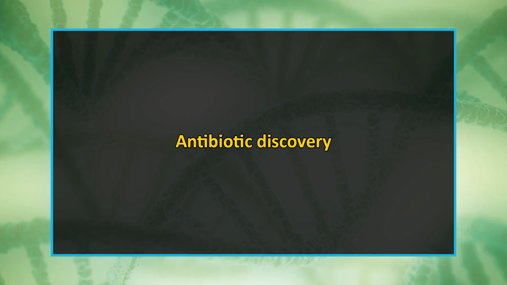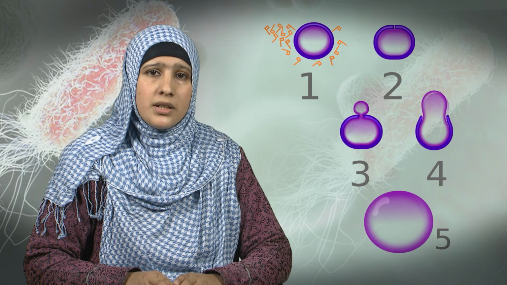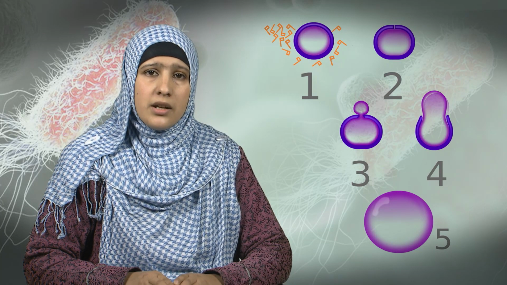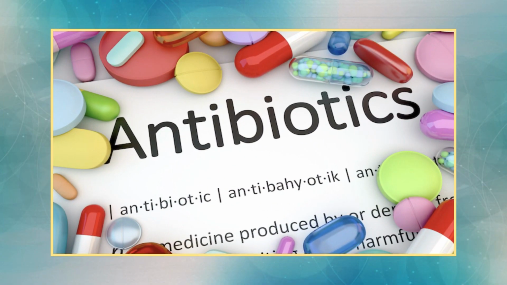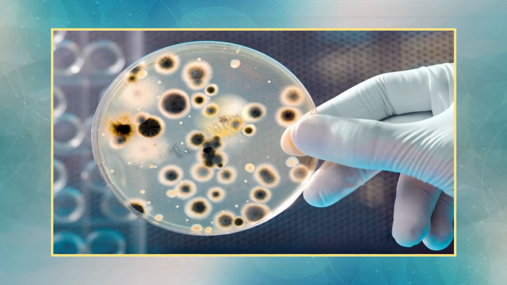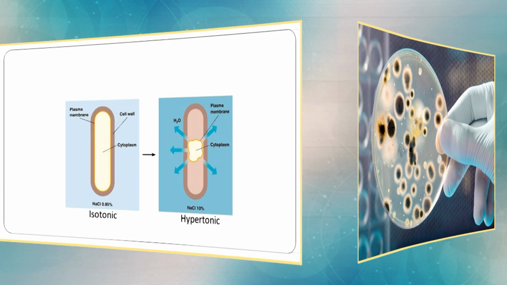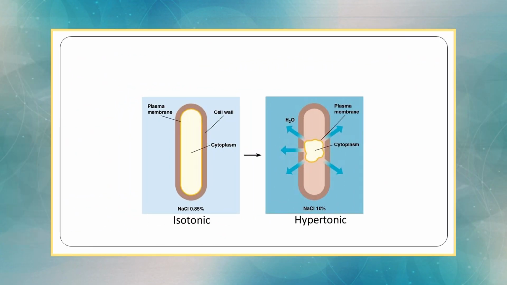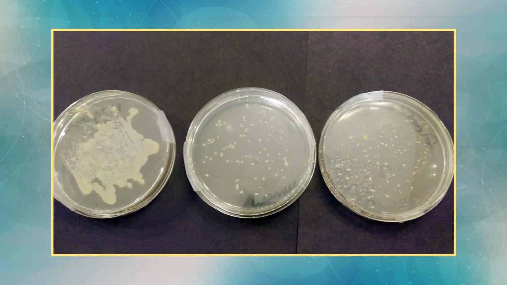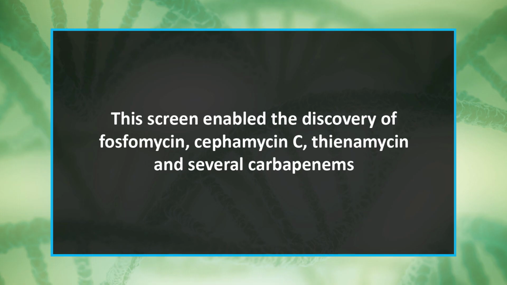Number 1, antibiotic discovery. From the 1960s into the 1990s, Merck & Co. used a spheroplast screen as a primary method for discovery of antibiotics that inhibit cell wall biosynthesis. In this screen devised by Eugene Dulaney, growing bacteria were exposed to test substances under hypertonic conditions. Inhibitors of cell wall synthesis caused growing bacteria to form spheroplasts. This screen enabled the discovery of fosfomycin, cefamycin C, thienamycin, and several carbapenems.